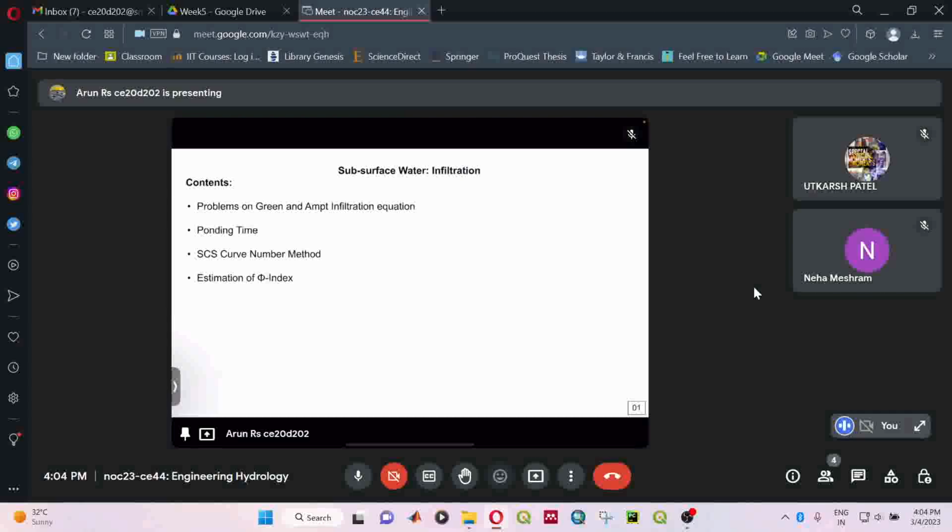We'll be solving some questions related to the Green-Ampt infiltration equation and how to calculate the ponding time. Here we'll see how to estimate the ponding time for Horton's model. Ma'am would have covered how to estimate the ponding time for the Green-Ampt infiltration model. We'll also see some problems related to the SCS curve number method, and finally how to estimate the phi index. The last problem will not be a very conventional problem. There is a little bit of complication involved, so we'll see them one by one.